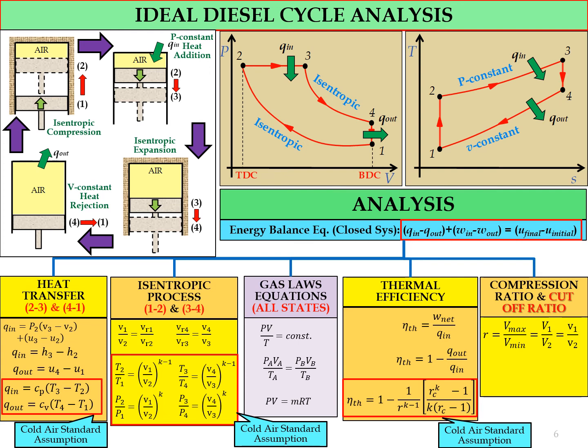And the compression ratio and cutoff ratio. This is the compression ratio, which is the ratio of the volume at bottom dead center divided by the volume at top dead center, and it is equal to V1 divided by V2, and it is also equal to specific volume at state 1 divided by specific volume at state 2. And rc, which is the cutoff ratio, is equal to V3 divided by V2, which is the specific volume at state 3 divided by the specific volume at state 2.